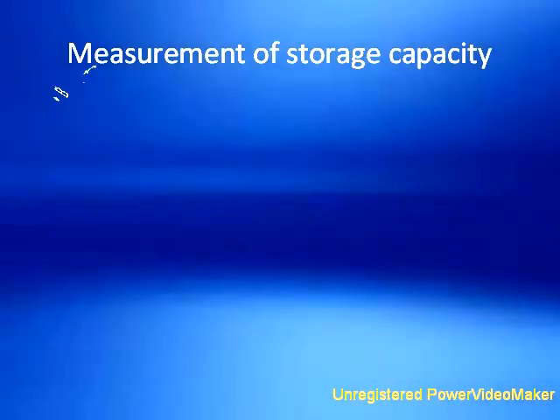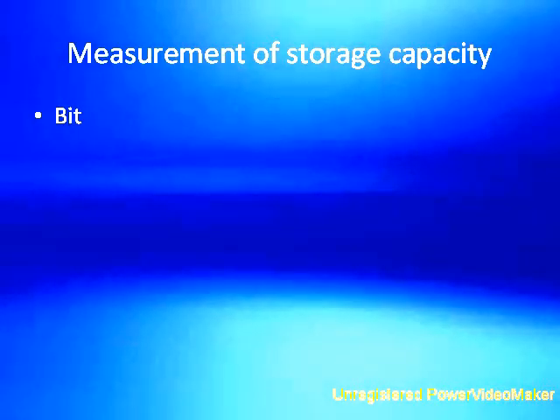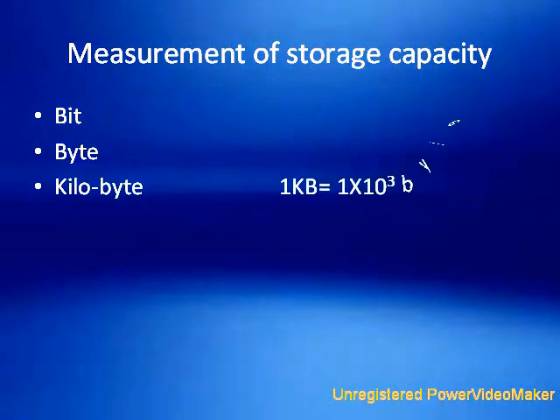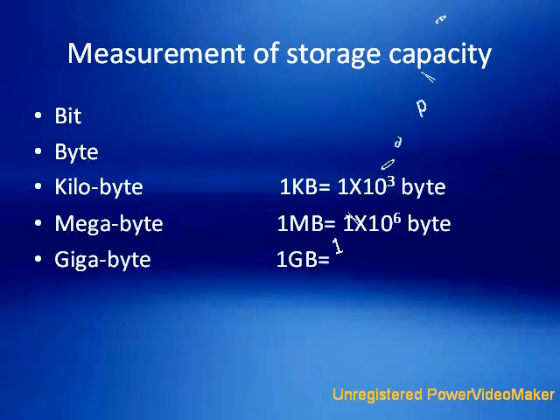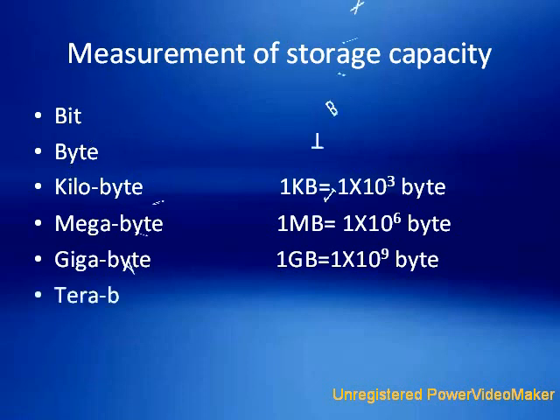Measurement of storage capacity. Bit. Computers are digital. This means they work by processing ones and zeros. The basic one or zero is called a bit of information. Byte. There are 8 bits in a byte. Kilobyte. There are 1,000 bytes in a kilobyte. Megabyte. There are a million bytes in a megabyte. Gigabyte. There are 1,000 million bytes in a gigabyte. Terabyte. There are a million bytes in a terabyte.